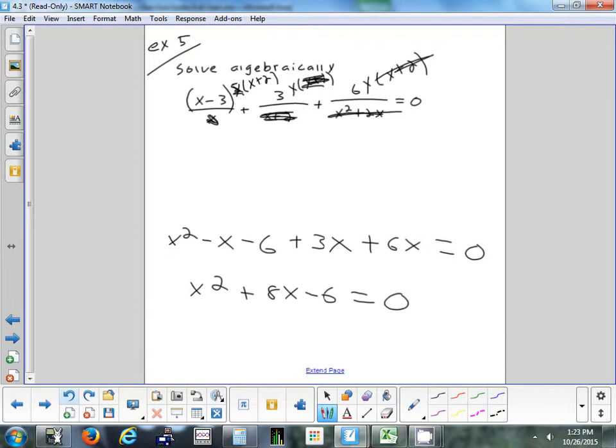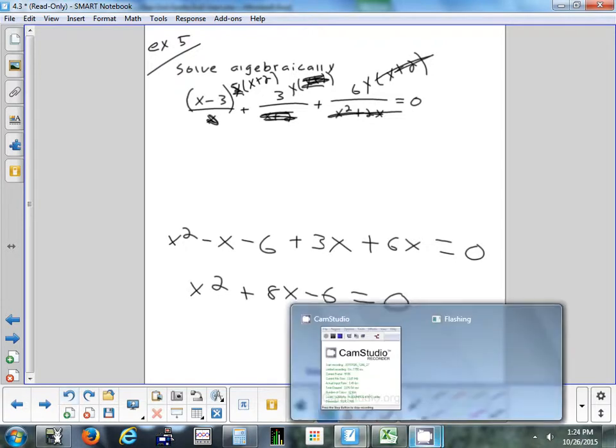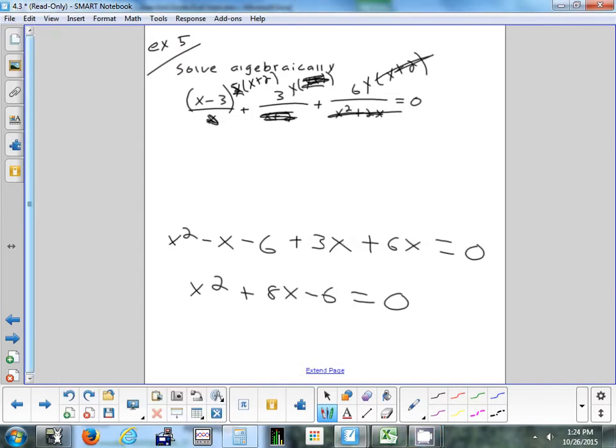Okay, any questions so far? All right. So let's make sure we get everything here. So we got x squared plus 2x minus 3x is minus x minus 6. That's good. Plus 3x plus 6x. All right, so here, I made a mistake. That x also cancels. So it's just a plus 6.